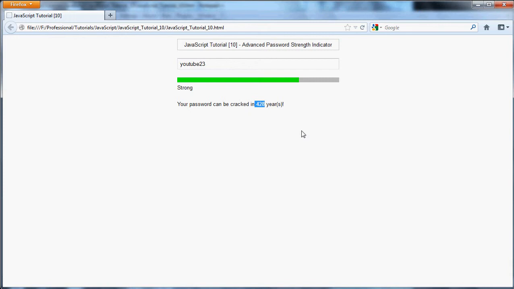Again, all these numbers are theoretical. Somebody or a machine can be lucky and guess it on the first try or the 20th try, but this is theoretical. So obviously, the larger the number, the more time it takes to crack your password. So why is this strong?